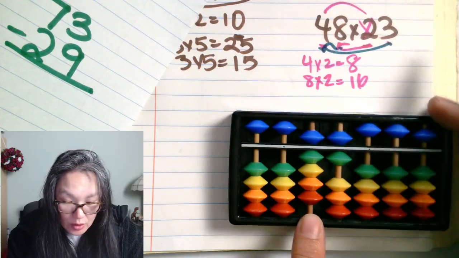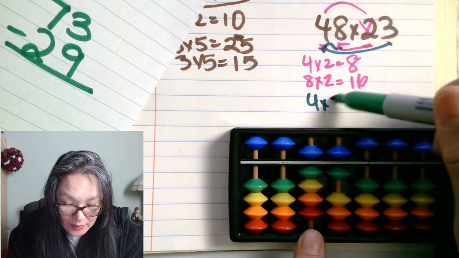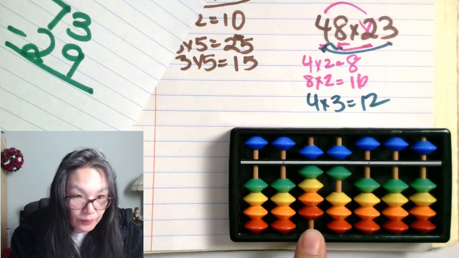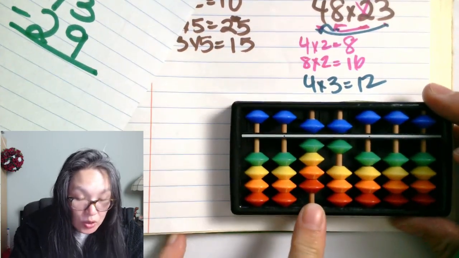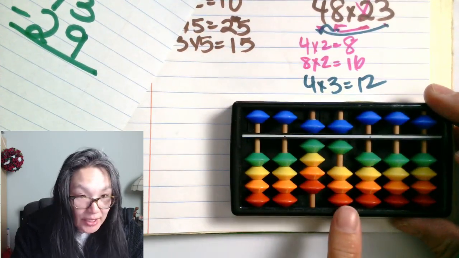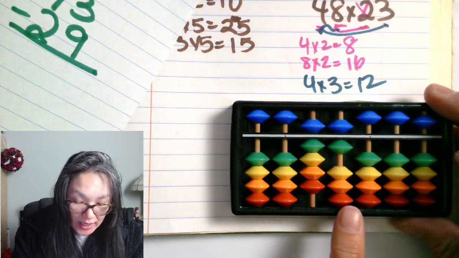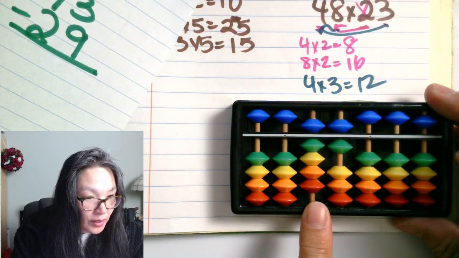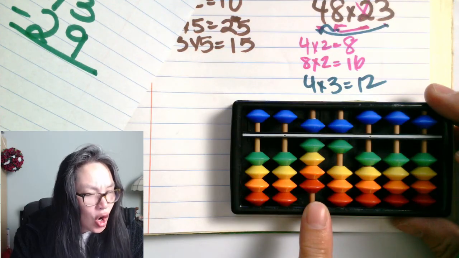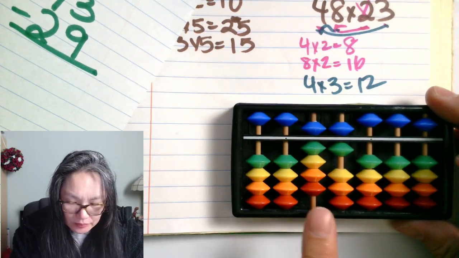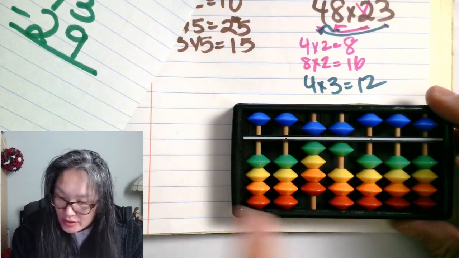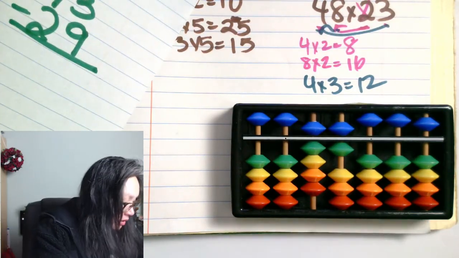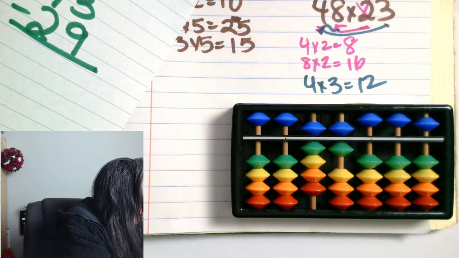Well, let's start. We have 4 times 3 is equal to 12. When we add 12, we're adding 1, we're adding 2. We add 1, we add 2. We cannot add 1. So what do we do? So we need to add 1 here. There's not enough beads to add the 1. So we have a formula.